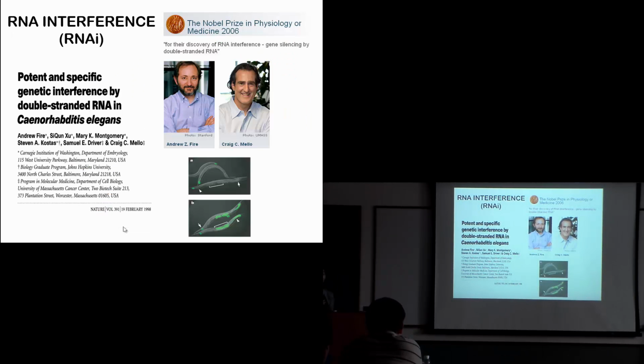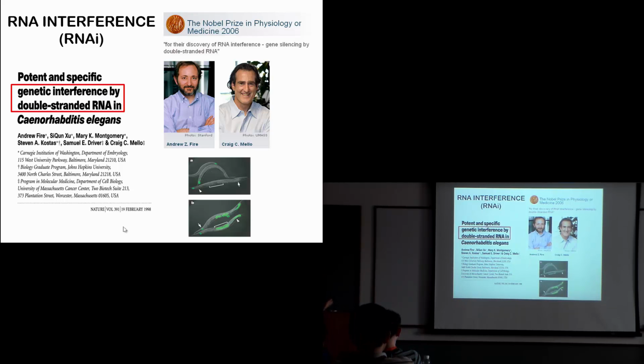Okay, so now I'm going to give you a little bit of biological background. RNA interference: how many people have not heard about RNA interference? You all have? Okay, great. That's good. Of course, the Nobel Prize was awarded to the two founders, Andrew Fire and Craig Mello. This is their seminal paper that led them to win the Nobel Prize.